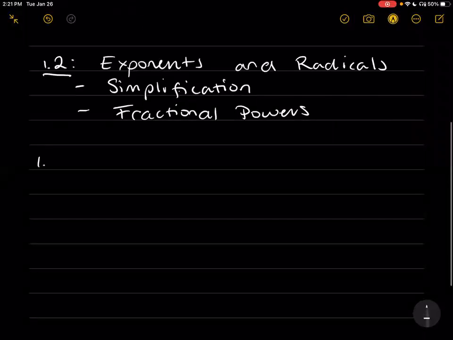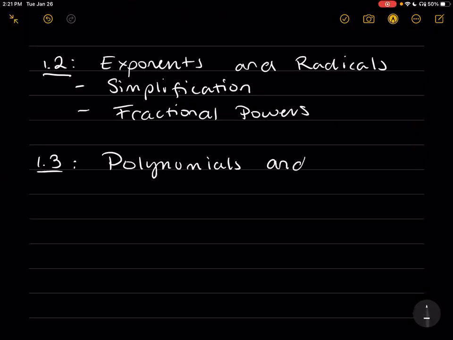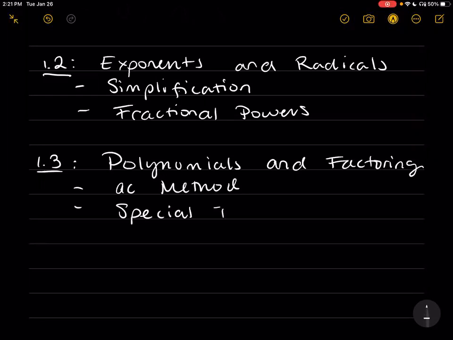And then the next unit was 1.3, where we covered polynomials and factoring, everyone's favorite. And the main factoring methods that we talked about were the AC method, also called the guess and check method. We also talked about special factoring formulas. And of course, factor by grouping.